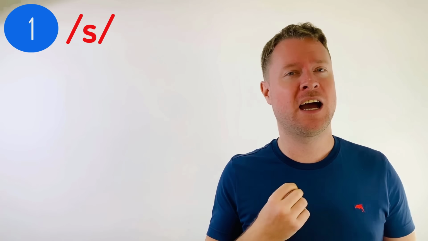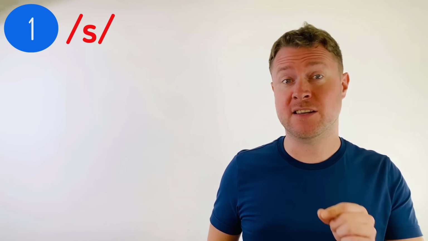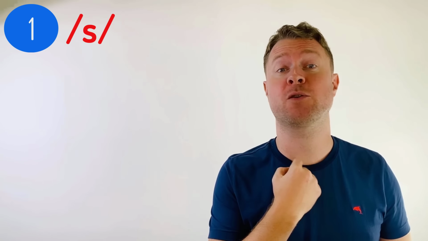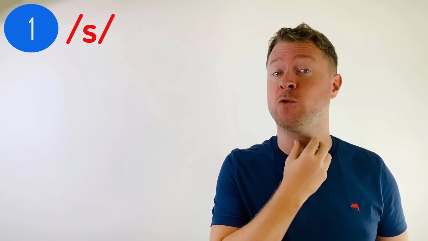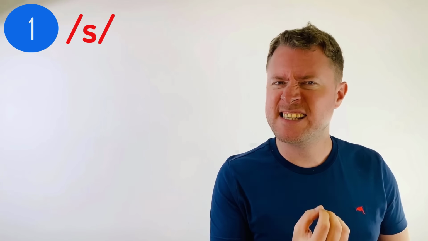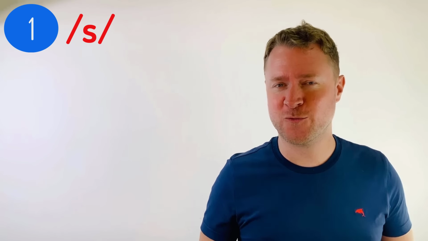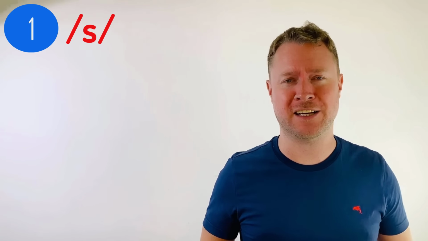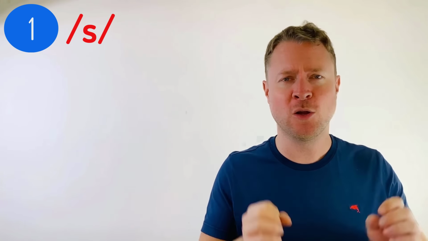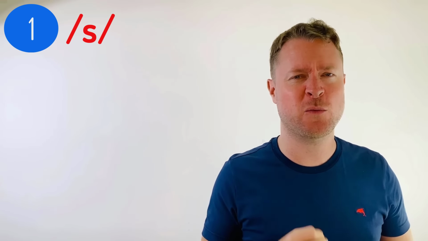Okay, the first way that we can pronounce this letter in English is one that you probably already know. It is the S sound. It's an unvoiced sound. That means that we don't use our voice box or vocal cords. S, S. And it's a really interesting sound in English because different people make this sound in different ways.